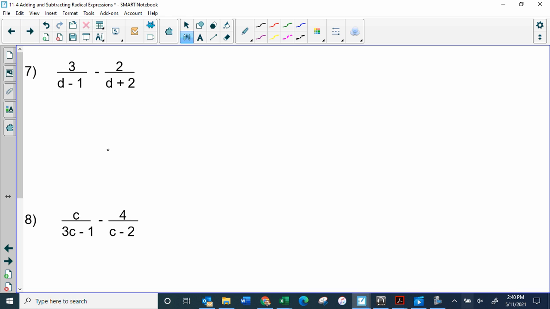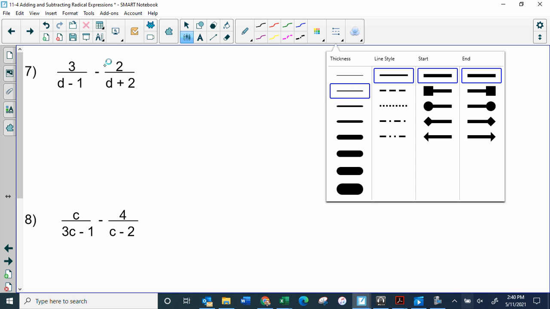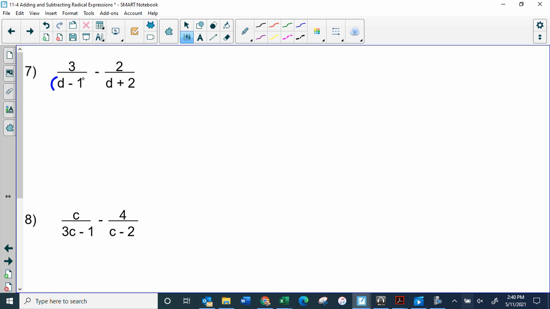All right, I think I have one more slide for you. Okay, what if the denominators are binomials? How the heck do I get a common denominator out of this? Well, what you're going to do is you're just going to multiply each of the binomials by the other binomial. What do I mean by that? Well, change colors here real quick. This one, I'm going to multiply by d plus 2. I should have given myself more room. And this one I'm going to multiply by d plus 1.